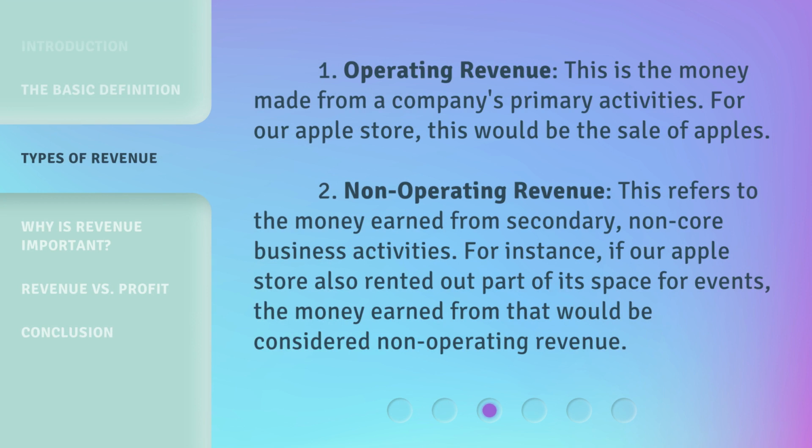1. Operating revenue. This is the money made from a company's primary activities. For our Apple Store, this would be the sale of apples. 2. Non-operating revenue. This refers to the money earned from secondary, non-core business activities. For instance, if our Apple Store also rented out part of its space for events, the money earned from that would be considered non-operating revenue.